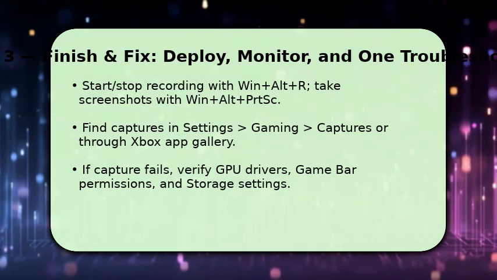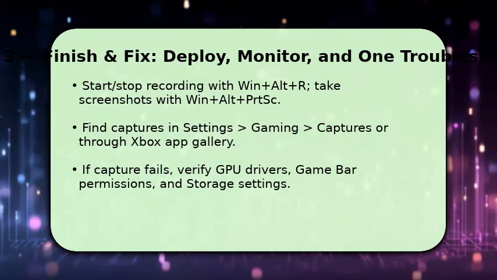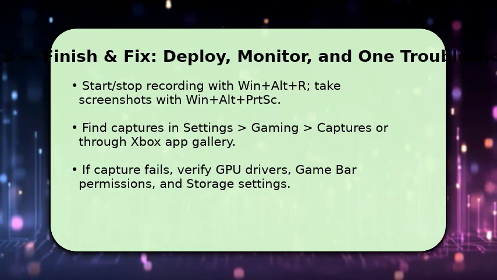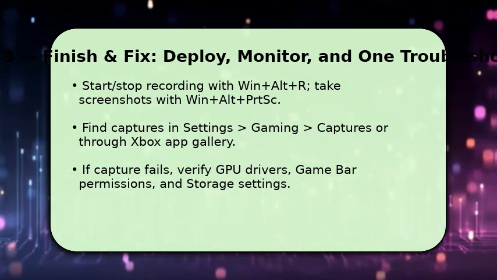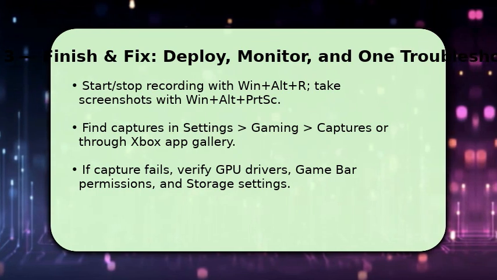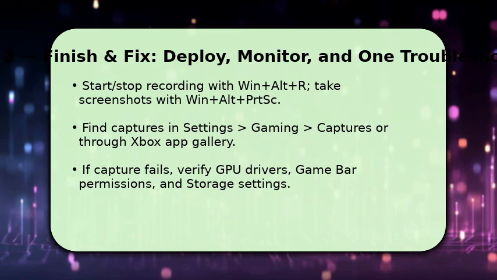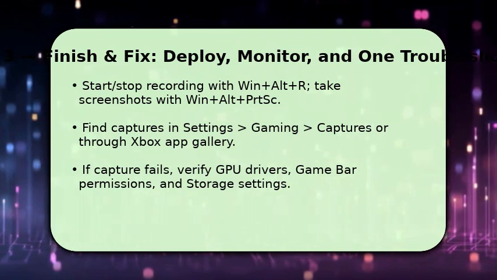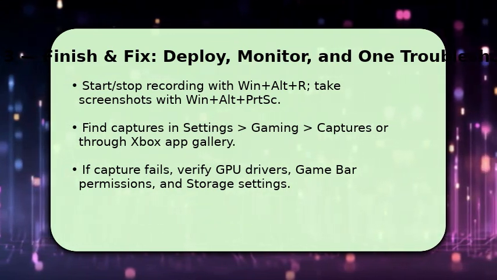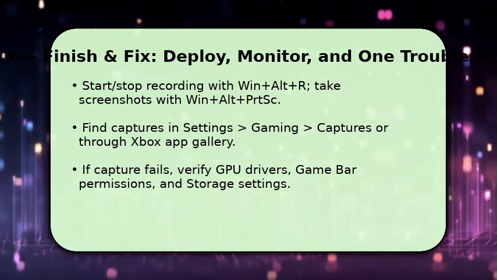To finalize, actually record. Press Win+Alt+R to start or stop, and use Win+Alt+PRTSC for screenshots. Practice once to memorize shortcuts. Files saved to the Captures folder visible via Settings, Gaming Captures, and the Xbox app. This keeps media organized. If recording fails, check 3 things.